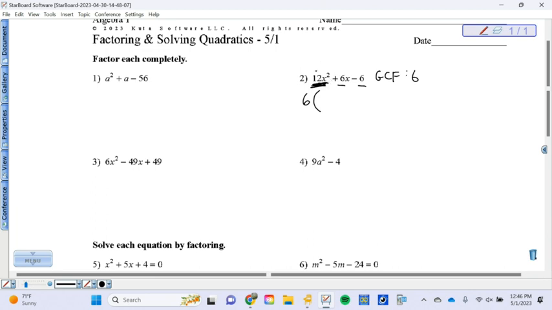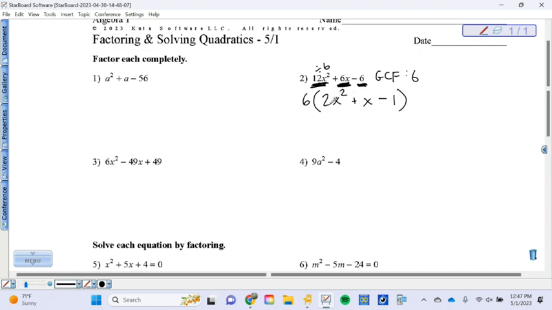Try again. Not 6x squared, 2x squared. What would be left over if I took 6 out of 6x? Yeah, 1x or just x. And what would be left over if I took 6 out of negative 6? Negative 1. Good.